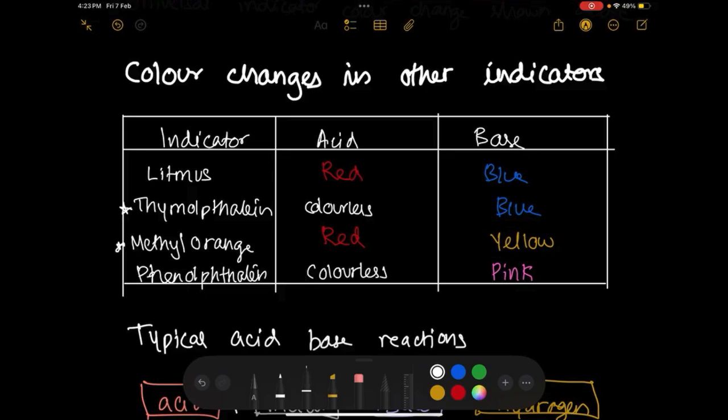Now we look at color changes and other indicators. So litmus: in acid it is red, in base it is blue. Thymolphthalein, this is very important for titration experiments. It is colorless in acid and blue in base. Then we have methyl orange, which is red in acid and yellow in base. And phenolphthalein is not in the syllabus, but I've still added it for extra information. It is colorless in acid and pink in base.